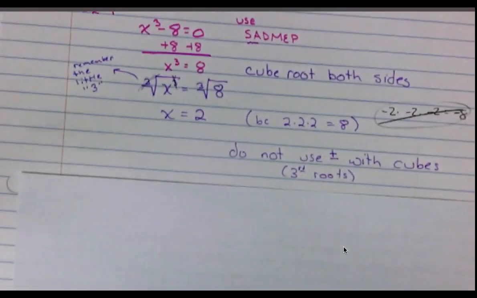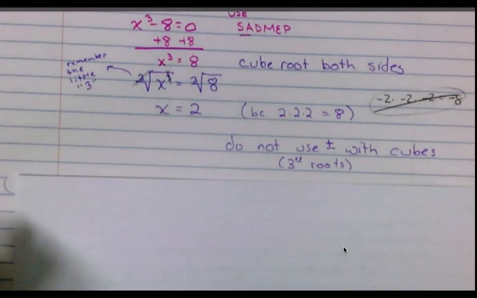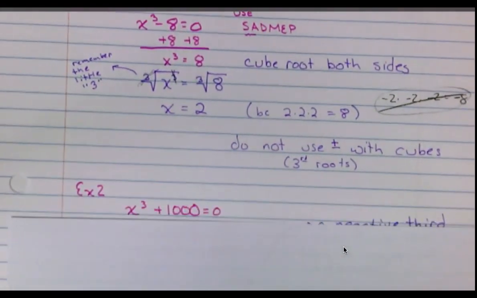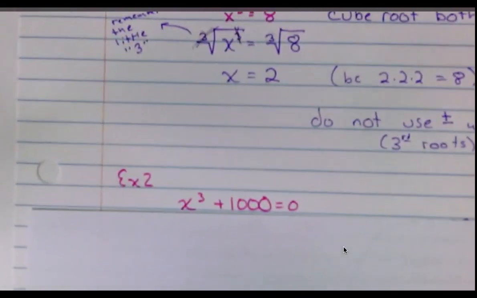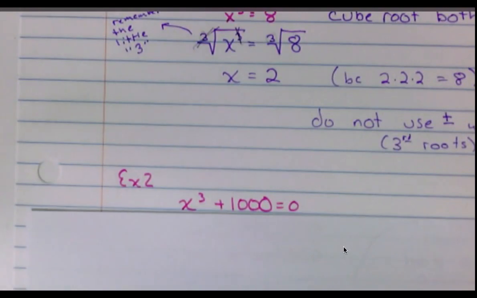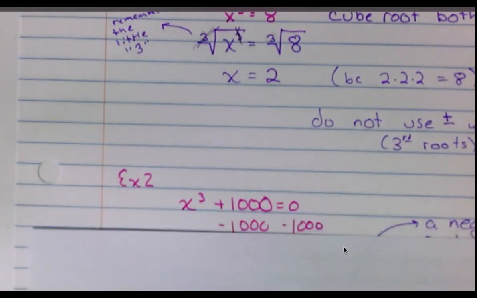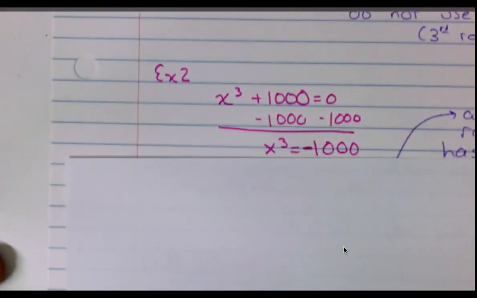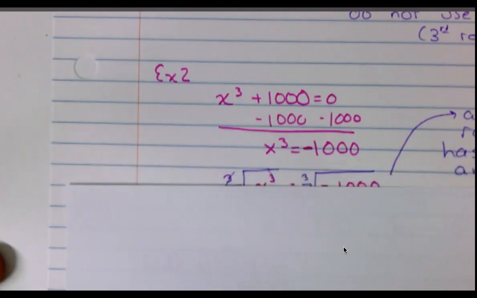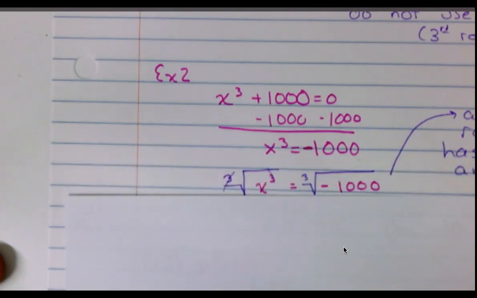Okay, and now it just happens that I wrote an example that uses a negative. So we start off with x to the third plus 1,000 equals 0. We're using reverse PEMDAS, so we're going to subtract that 1,000 from both sides. And then that's going to give us x to the power 3 equals negative 1,000. Now remember, we're going to put that little cube root sign on both sides. So it's a radical with a little 3, not quite the same as a square root.